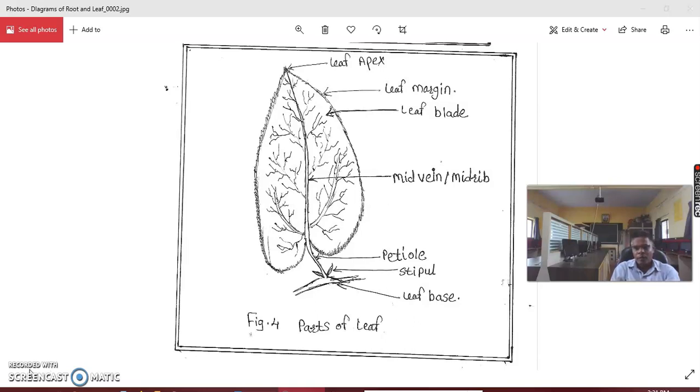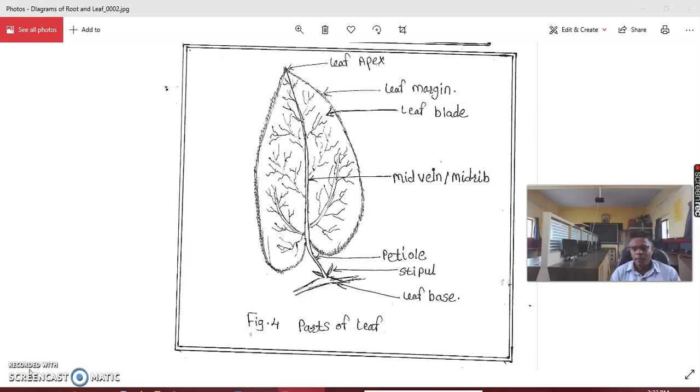Then the second subtype is the palmately compound leaf. In a palmately compound leaf, the leaflets are attached at the tip of the petiole and look like a palm, so it is known as a palmately compound leaf. Then we study the different parts of leaf.